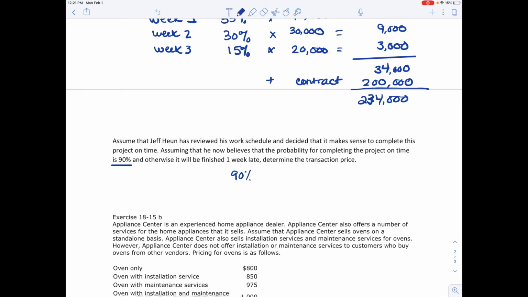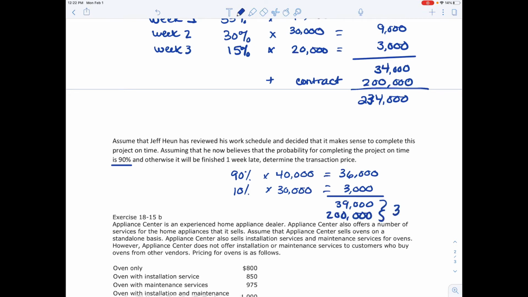90% chance he's going to finish and get the full $40,000, which comes out to $36,000. That means there's only a 10% chance he's going to finish after that. And that would be $3,000. So if this was the case, that bonus that we're going to recognize is $39,000 plus the contract price, giving us a total of $239,000.